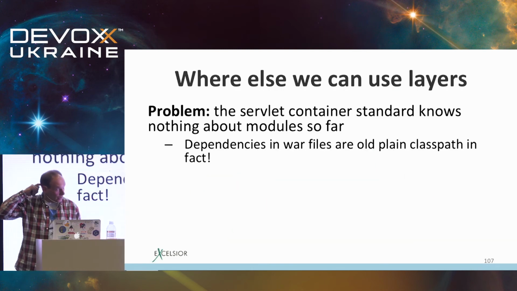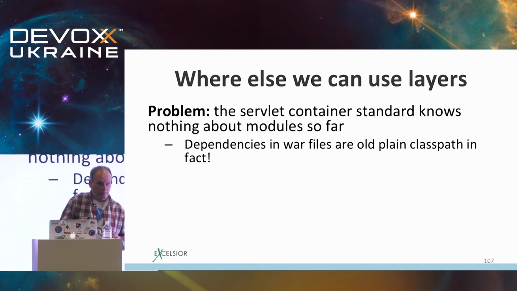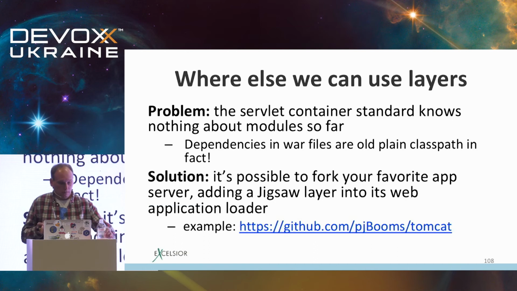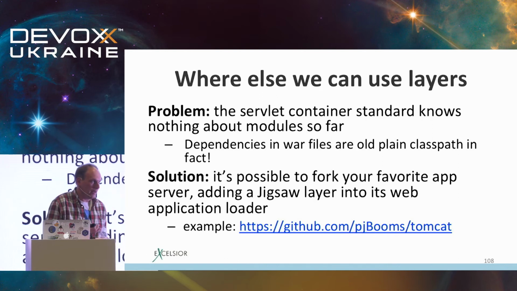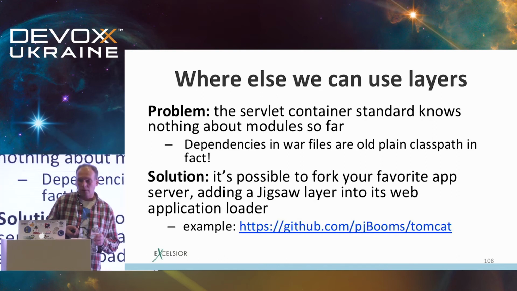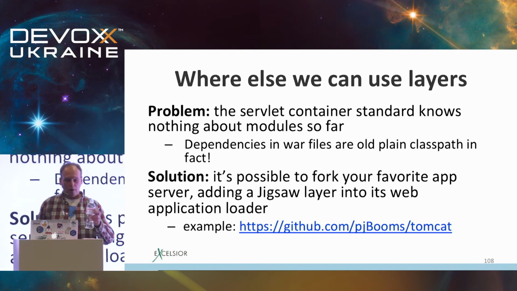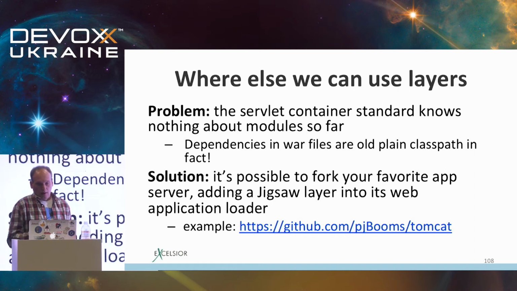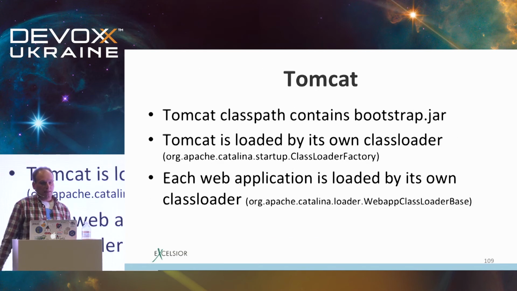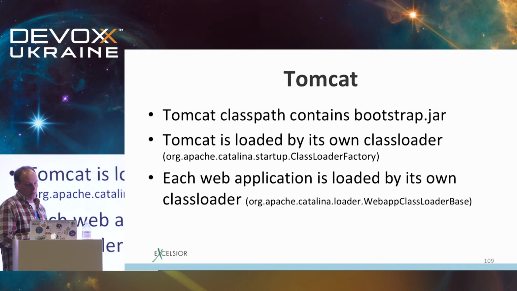Actually, all these modern web application servers are open source. So we can fork our favorite application server, adding a modular layer to its class loading logic. And I did it for Tomcat, and I would like to share the results with you. So first, let's understand how class loading works in Tomcat.